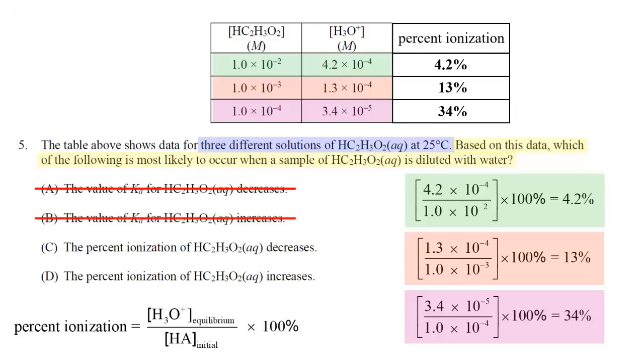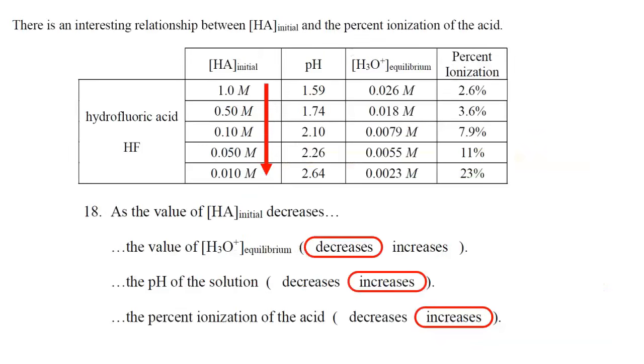Now, if this looks familiar, this was presented in my earlier video for topic 8.3. So what we're going to see is in this particular slide, there's a set of data for an acid, and the concentration of the acid is decreasing from top to bottom, but you can see that the percent ionization is increasing. So when a weak acid is diluted, the percent ionization of the acid increases.